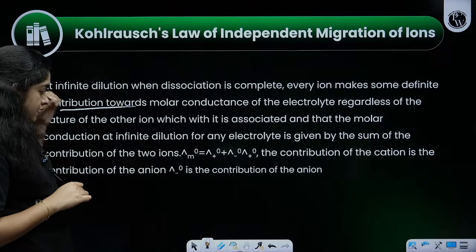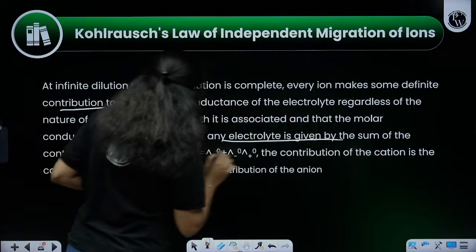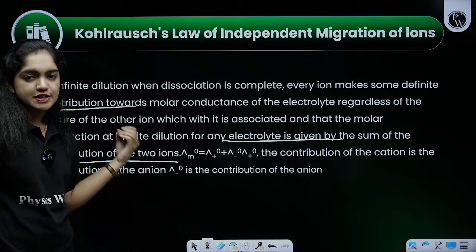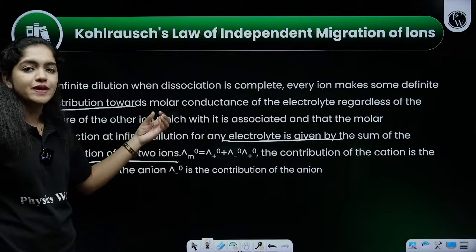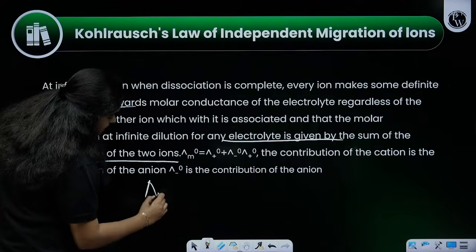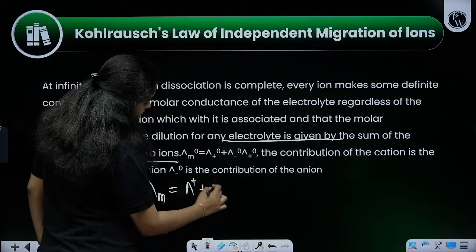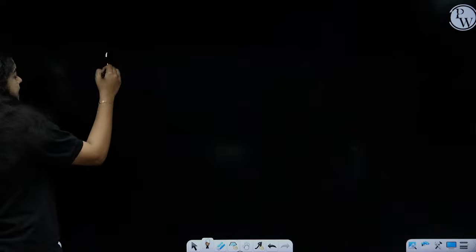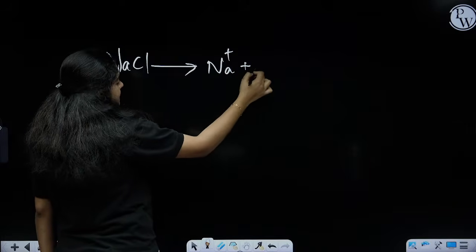So the law states that for an electrolyte, the total molar conductivity is given by the sum of the contributions of the individual ions. It is very easy to learn: total molar conductivity, lambda m, is equal to lambda plus plus lambda minus, that is the plus ions plus the minus ions. For example, we have NaCl. NaCl is dissociated as Na plus and Cl minus.